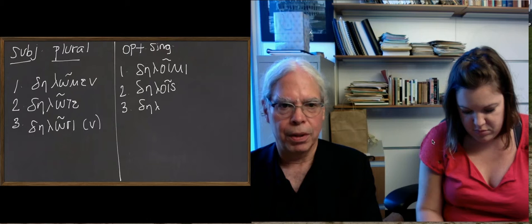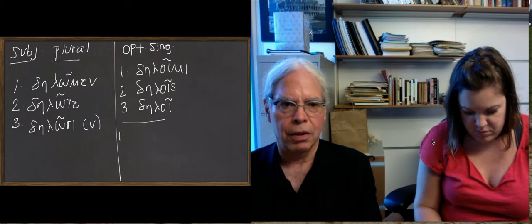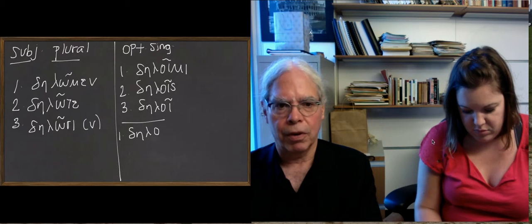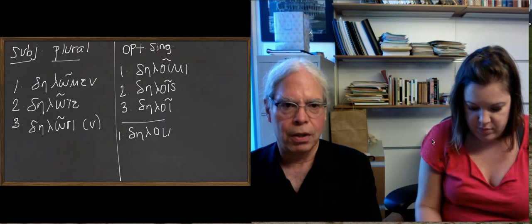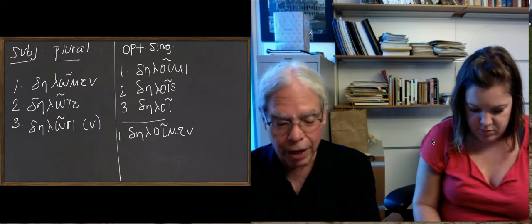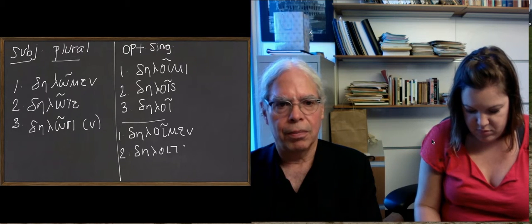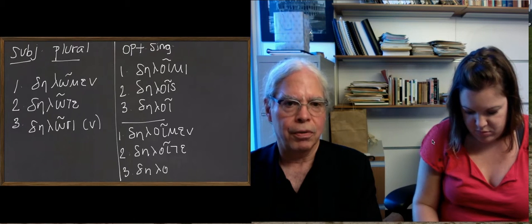And then the plural is going to be, you're going to have iota eta optatives, you can have deloie and deloies, deloie as well. Okay, and because the contract verbs show you both. But in the plural, you're going to have deloimen, deloite, deloien rather, sorry, in the third person plural. So those forms are not in the plural, they're distinctive.